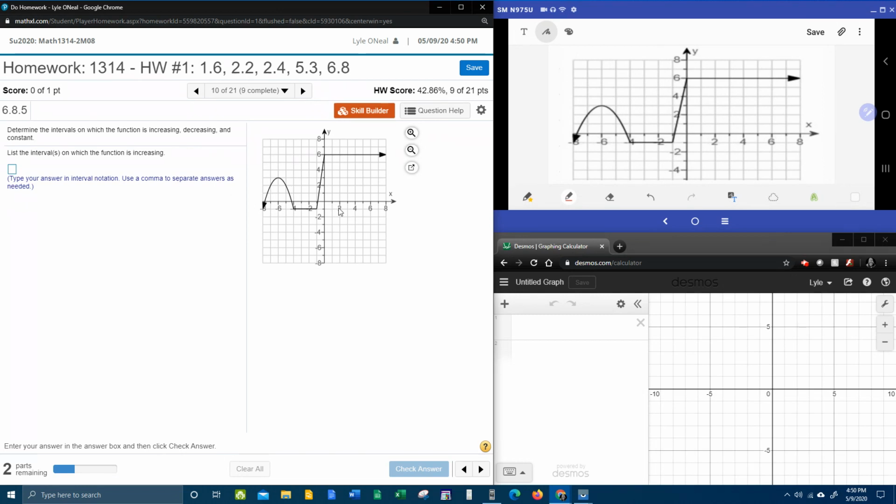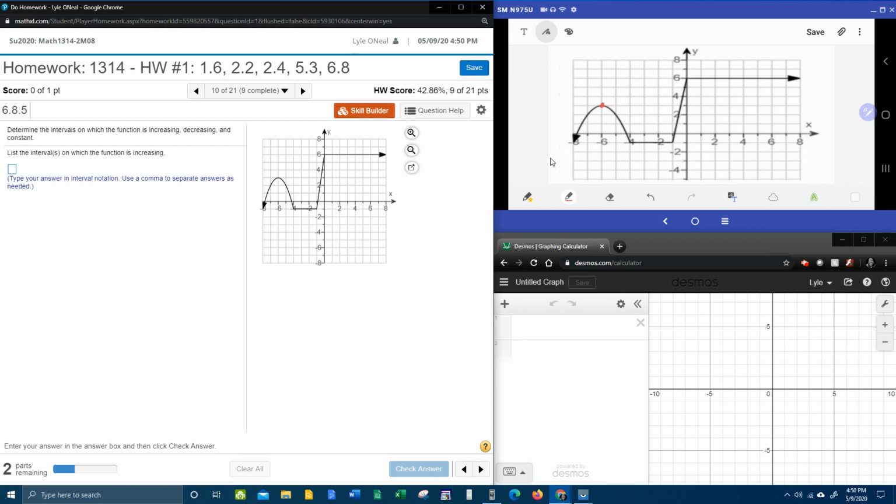What I've done is I've taken this graph that they've given us and copy and pasted it over here so that we can draw on it and give you a technique that hopefully will make this super easy. So the first thing I want to do is draw vertical lines at the transition points.